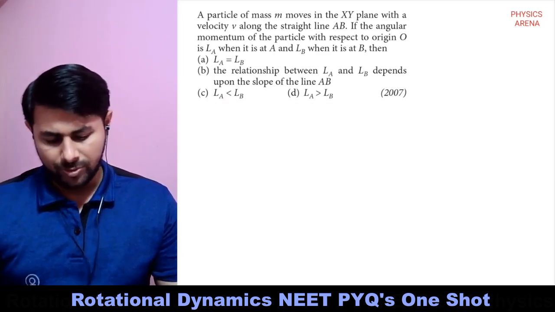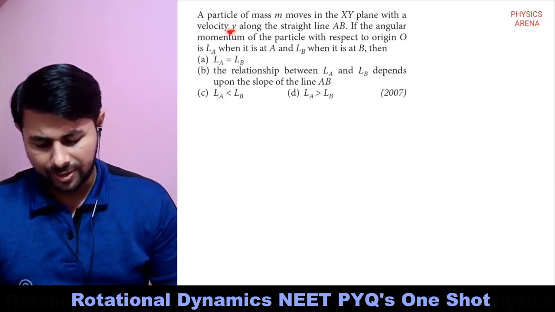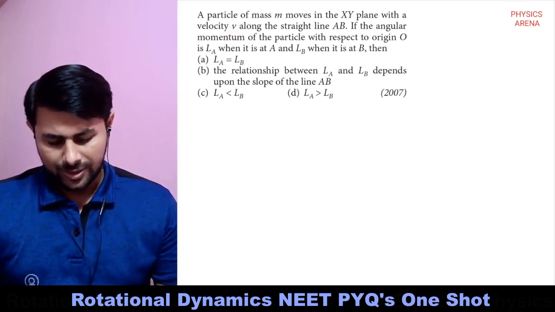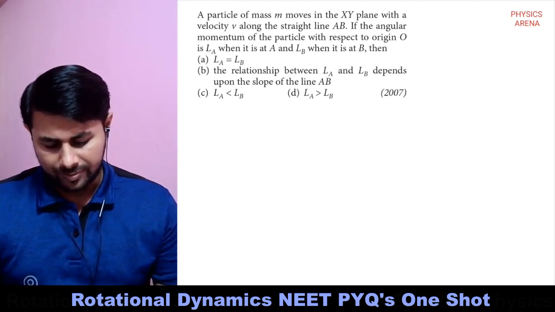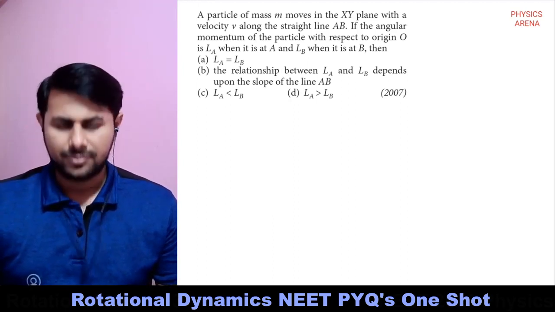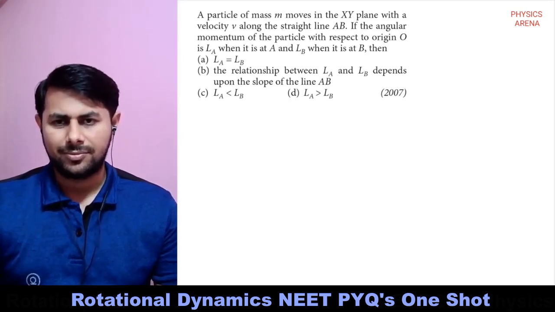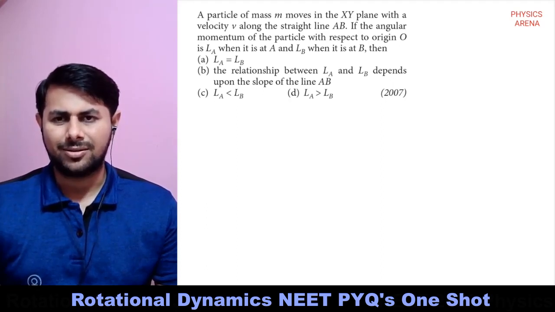There is a particle which is moving with velocity v, okay, along some straight line AB. Is there a force acting on this particle? Yes, no. Is it given that there is some force acting on the particle?